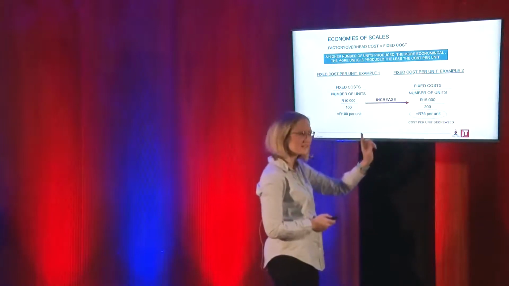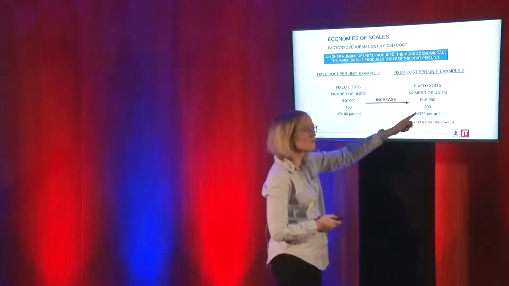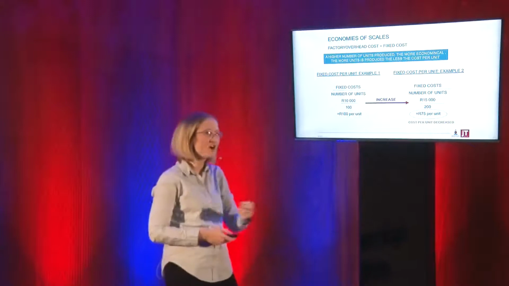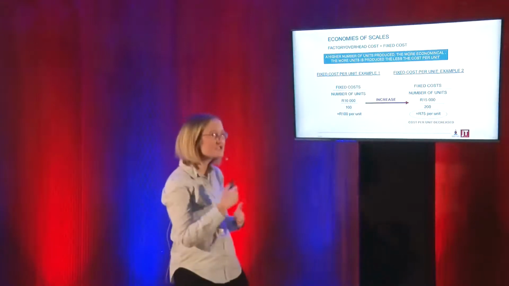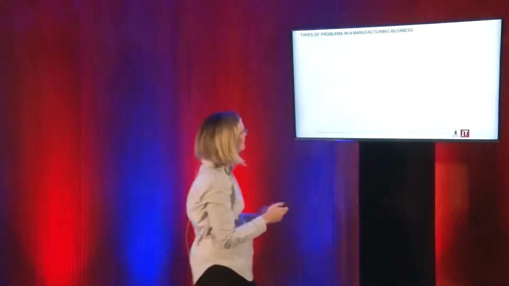And why was that? Because the number of units that we produced was more. And this is what we call economies of scale. Make sure that you familiarize yourself with that. So when you look at an exam paper and you see the fixed cost increase and the fixed cost per unit decrease, it's not a mistake. This is what we call economies of scale.